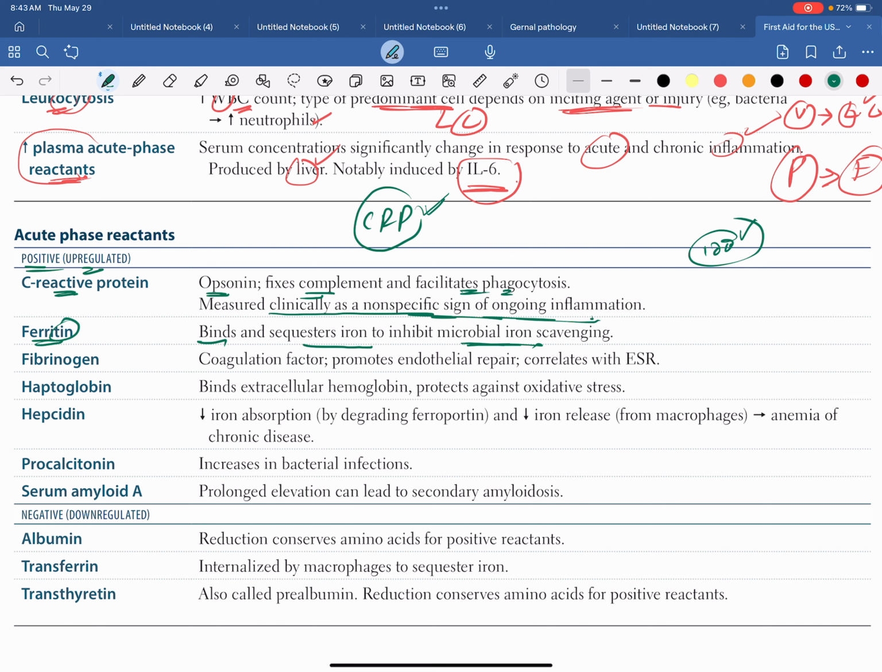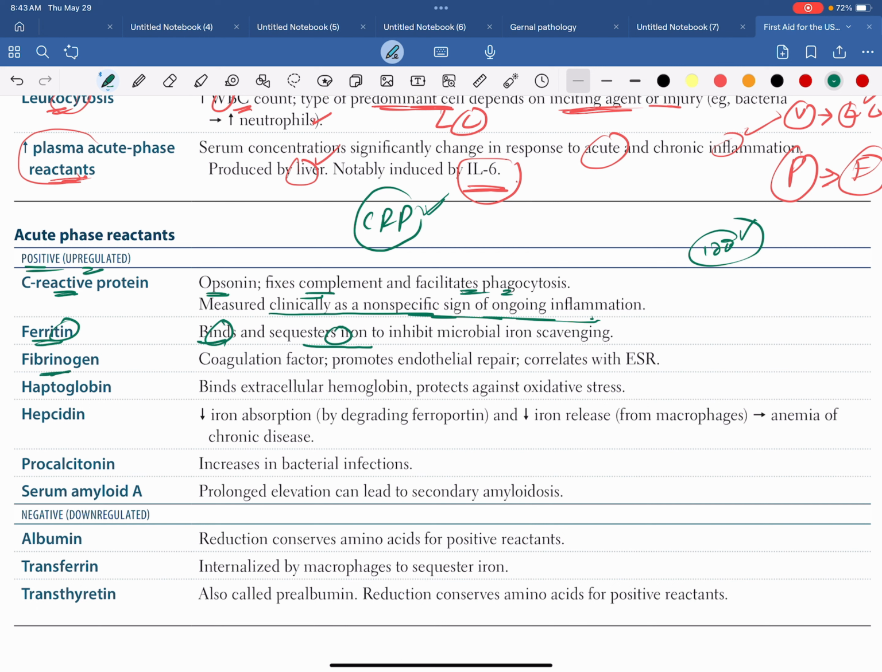So ferritin is going to be produced in our body during the inflammation. That ferritin will bind and sequester the iron, and when ferritin binds and sequesters the iron, it is not free for bacteria, so it inhibits microbial iron scavenging. So this is the mechanism of how it helps to subside, how it helps to decrease the inflammation.